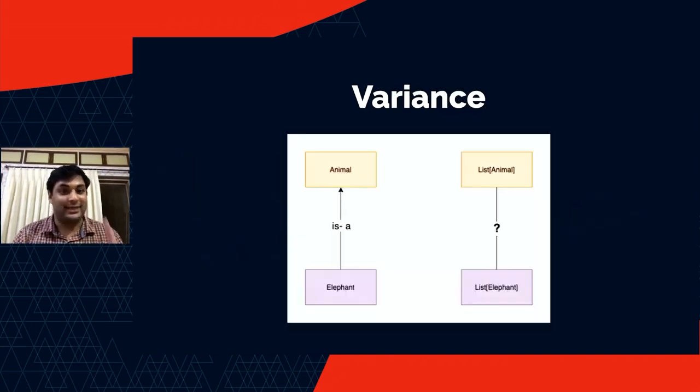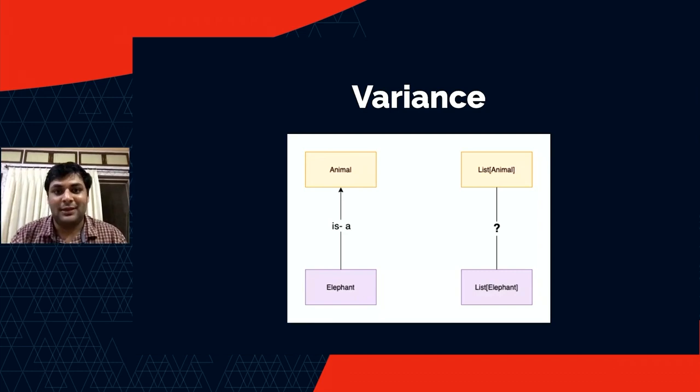So, Elephant is an Animal. List of Elephant, List of Animal. There's a question mark because we don't know what the relation is. Let's call List of Elephant a complex type, and we want to understand what kind of relationship there is between them, and variance will help us in understanding this. So let's go further and we will be able to decipher what kind of subtyping relationship there is for this complex type, whether it is preserved or not.